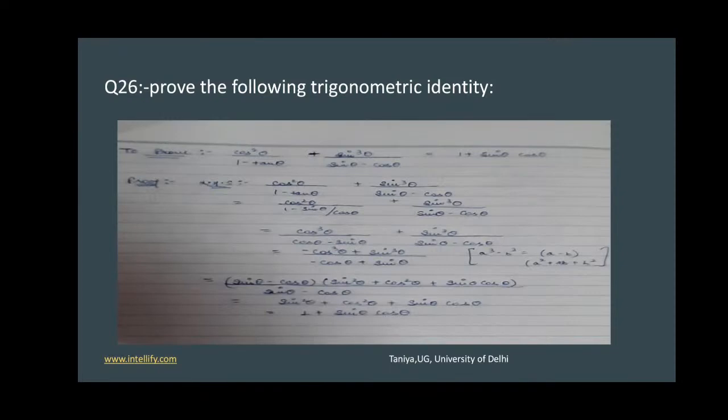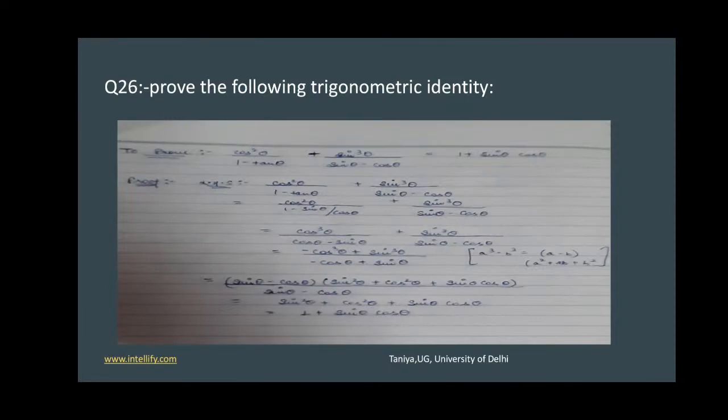By taking the LCM we will get cos³θ/(cos θ − sin θ) + sin³θ/(sin θ − cos θ), and then we take the denominator as sin θ − cos θ, and in the numerator we get sin³θ − cos³θ. As we know, a³ − b³ = (a − b)(a² + ab + b²). So we get in the numerator (sin θ − cos θ)(sin²θ + sin θ cos θ + cos²θ), and in the denominator sin θ − cos θ.